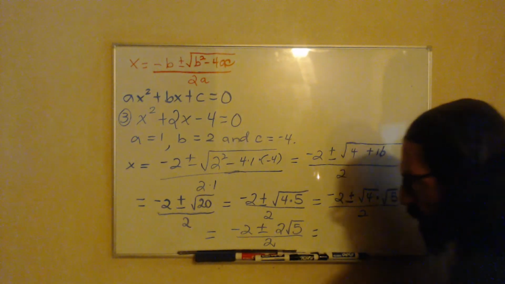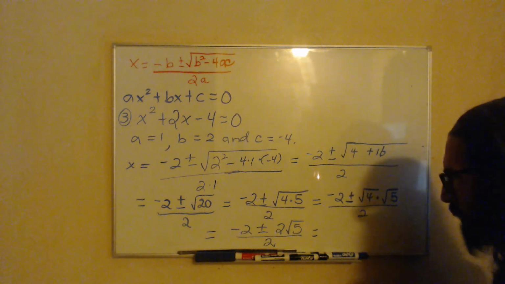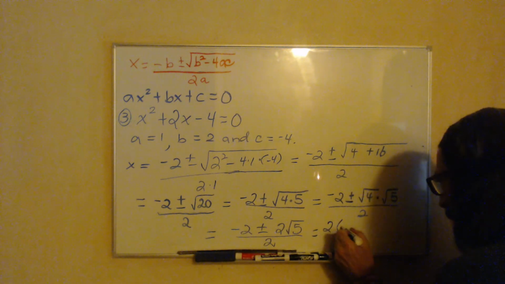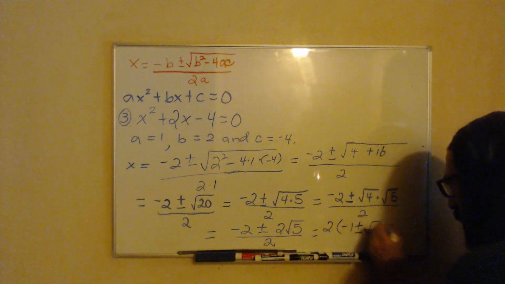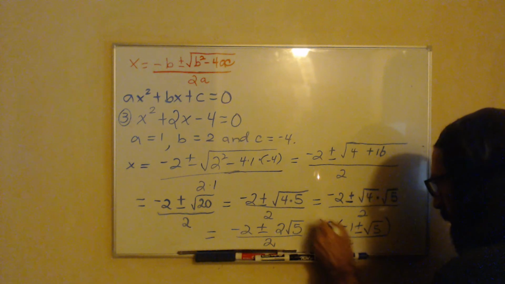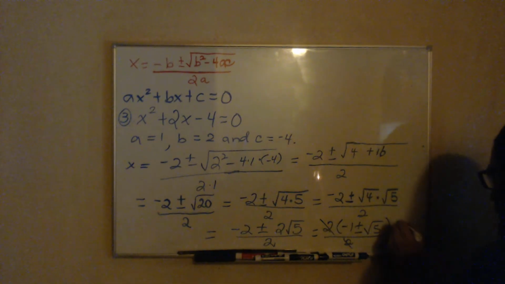Here's where what I did towards the end of the previous example comes in handy. Factor out a 2 from the numerator. 1 square root of 5, or just square root of 5, all over 2. That cancels, and we're just left with negative 1 plus or minus the square root of 5.